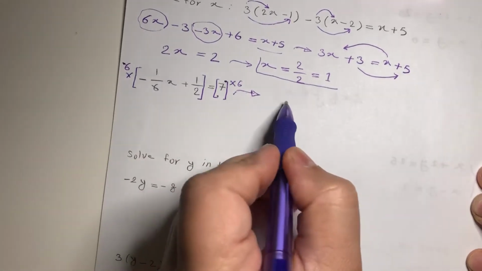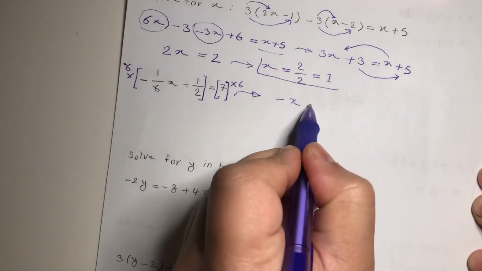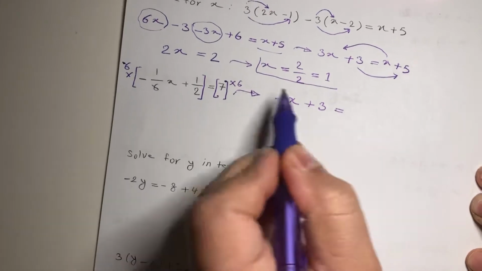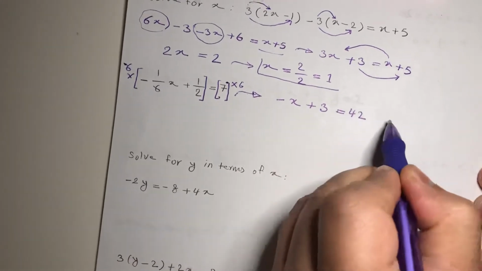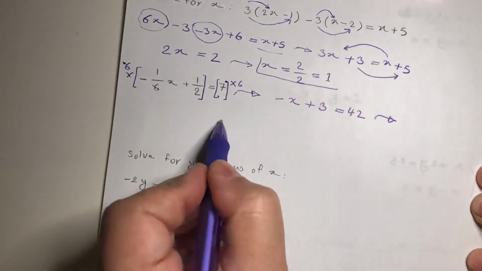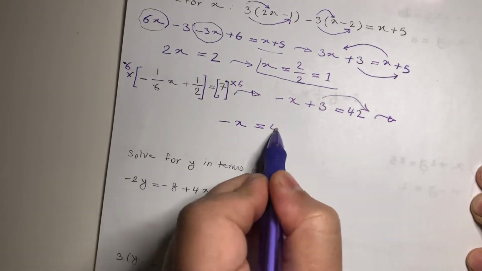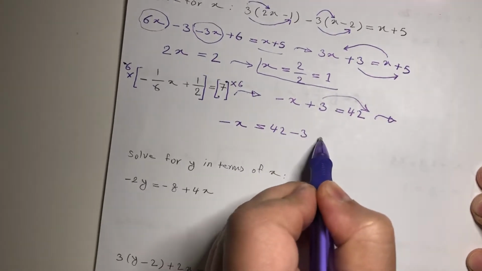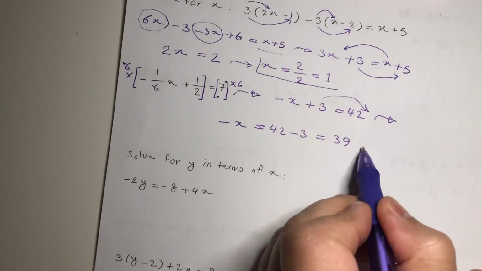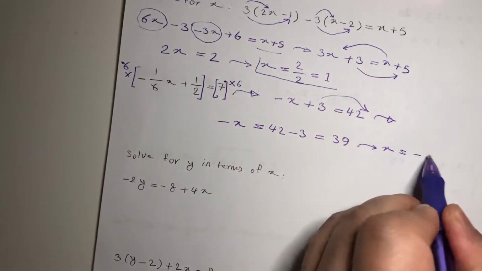Then we will have minus x plus 3 equals 42. Then minus x equals, I take 3 to the other side of the equation, 42 minus 3 means 39, right? So minus x is 39, then x is minus 39.